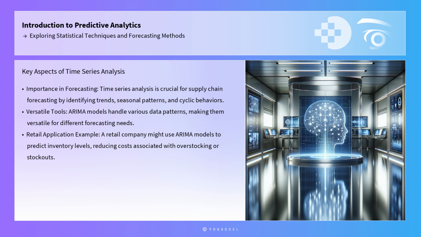Time series analysis is another crucial statistical technique, especially relevant for supply chain forecasting. It involves analyzing data points collected or recorded at specific time intervals to identify trends, seasonal patterns, and cyclic behaviors. Tools such as ARIMA models are extensively used in time series analysis. ARIMA models are capable of handling various types of data patterns, making them versatile for different forecasting needs. For example, a retail company might use ARIMA models to predict inventory levels, thereby reducing costs associated with overstocking or stockouts.